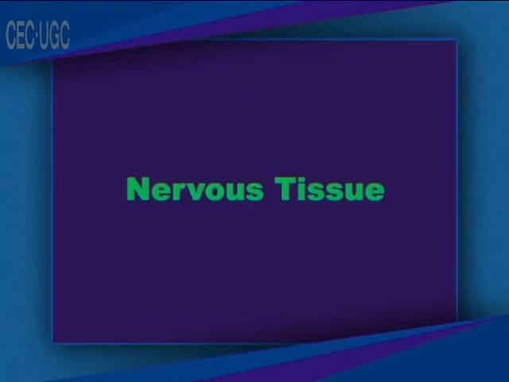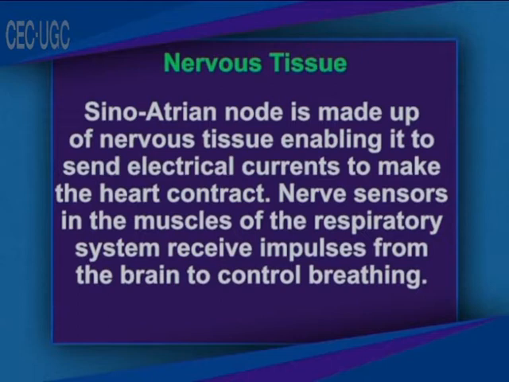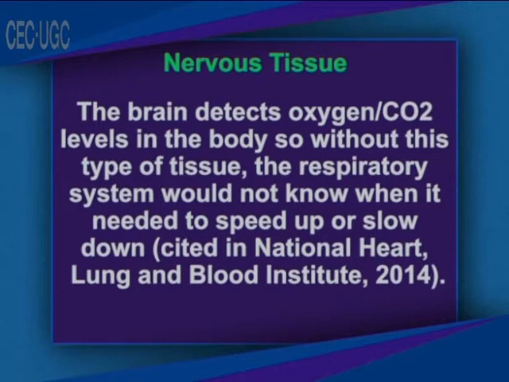Nervous tissue. The sinoatrial node is made up of nervous tissues, enabling it to send electrical currents to make the heart contract. Nerve sensors in the muscles of the respiratory system receive impulses from the brain to control breathing. The brain detects oxygen and carbon dioxide levels in the body, so without this type of tissue, the respiratory system would not know when it needed to speed up or slow down.